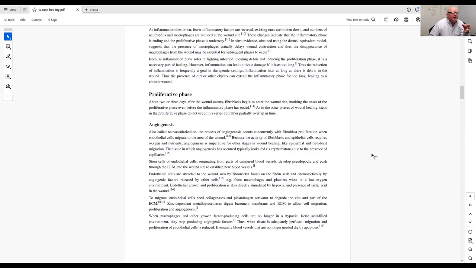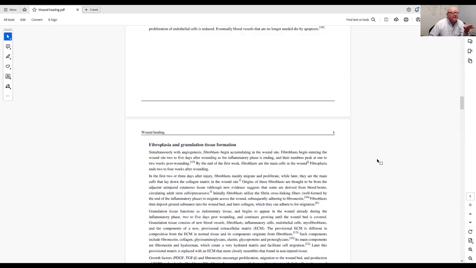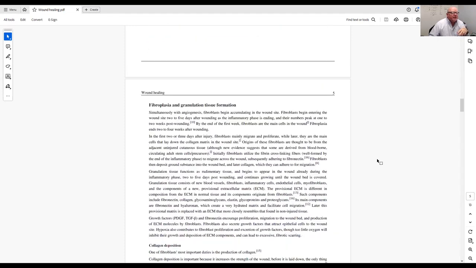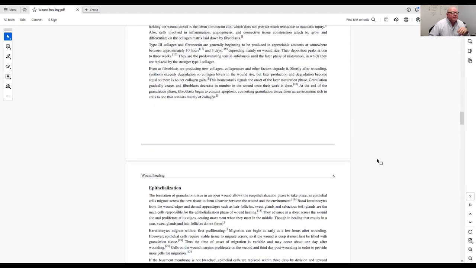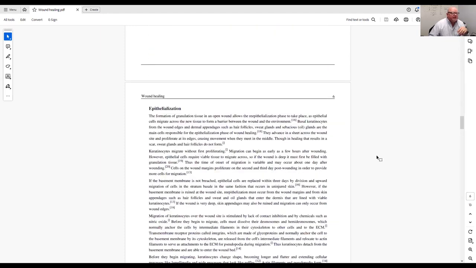And then there's the repair phase, the proliferative phase. So it's going to go into all the components there relative to angiogenesis, fibroplasia, granulation, tissue formation, collagen deposition, just really good, solid material on what you're doing as a chiropractor. When we do patient education, we go into great detail with all this information. This is the foundation of conviction, by the way, of why you do what you do.